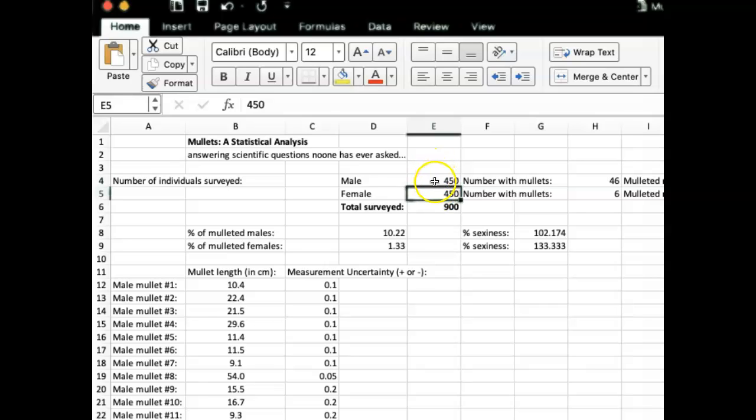The advantage of this is that, if let's say I recorded another 55 individuals that were male, instead of having to recalculate everything myself, I can change that particular number, and then what you'll notice, if you were looking carefully, is the percent of mulleted males changed when I changed that number. So that particular cell is included in a whole bunch of different calculations.